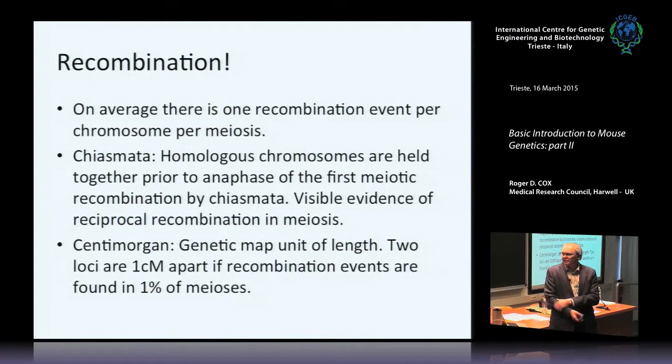And there's a bit of terminology here. A centimorgan is a genetic map unit of length. And you heard about those in the other talk when I was talking about the length of chromosomes. So two loci are said to be one centimorgan apart if recombination events are found in 1% of the meioses. So if you've got two visible traits that you can follow in your mice, and you do a breeding experiment, and they separate in 1% of those individuals, you'd say they were one centimorgan apart.